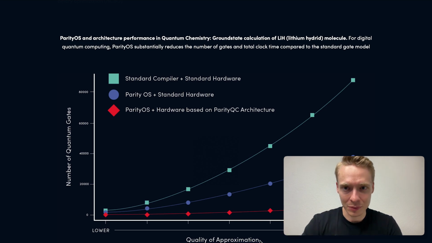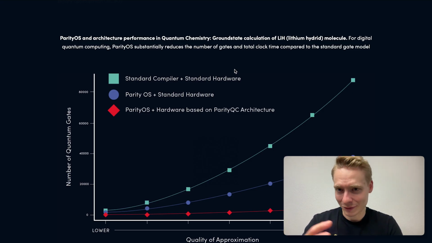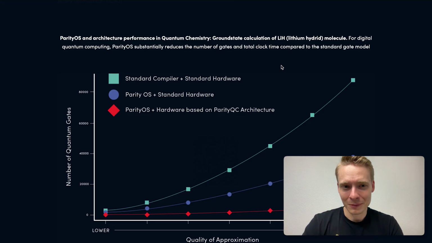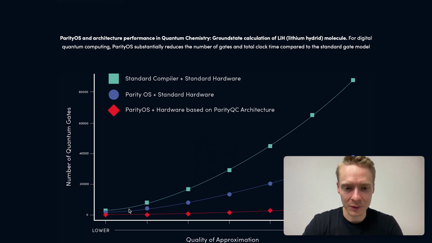So here we're talking about approximation problems, and here we see number of quantum gates, ParityOS and architecture performance and quantum chemistry, ground state calculation of lithium hydride molecule. I would guess that's a relevant molecule for battery chemistry, because it's lithium. And then you see here the number of quantum gates, which goes up. Here you see the quality of the approximation. In order to do a good simulation, you want to approximate as close as possible.